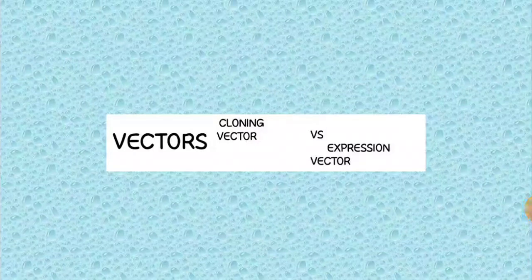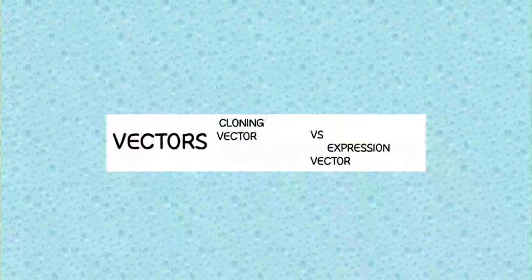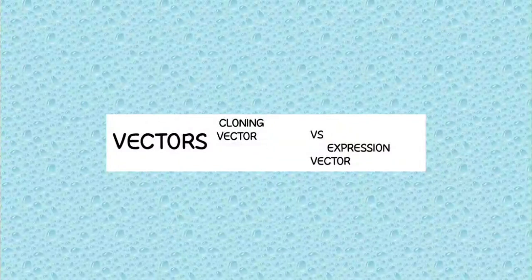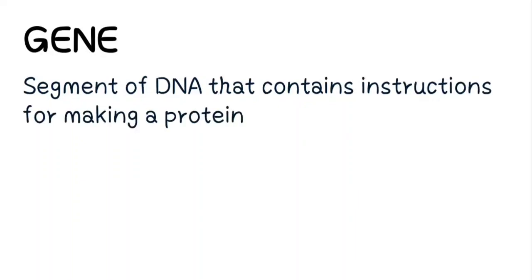Today, let's understand vectors. What are cloning vectors and what are expression vectors? But before understanding vectors, we should know what a gene is. A gene is a segment of DNA that contains instructions for making a protein.